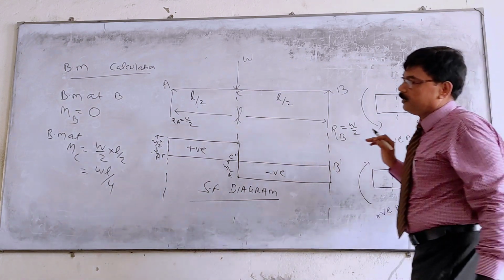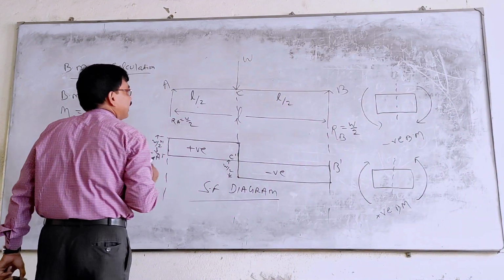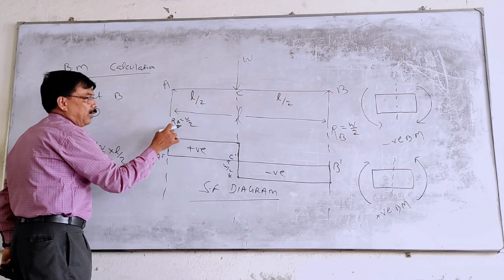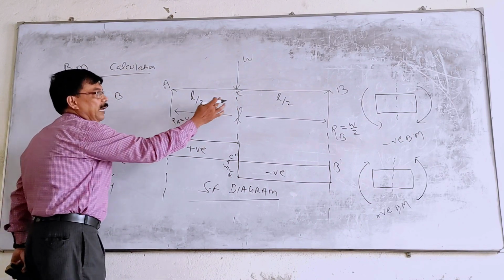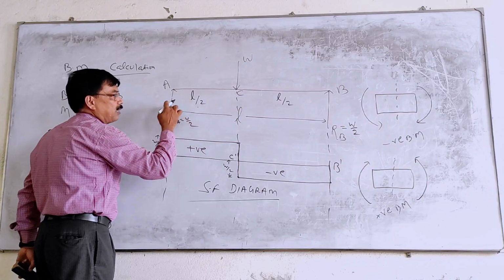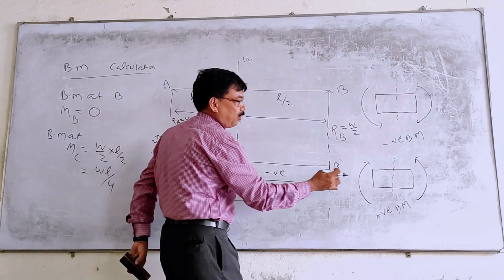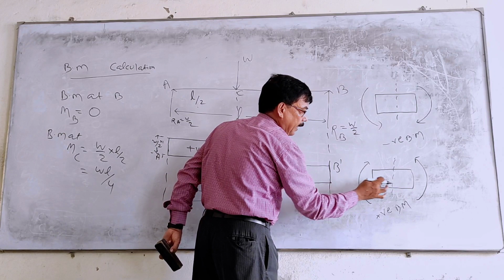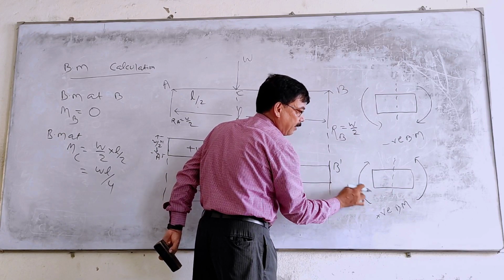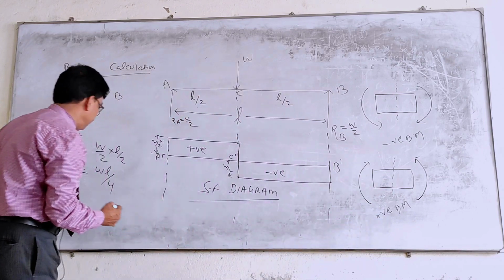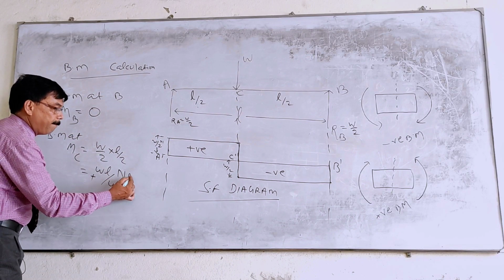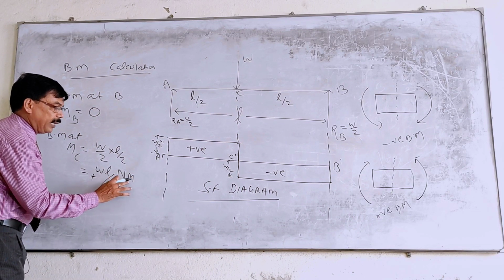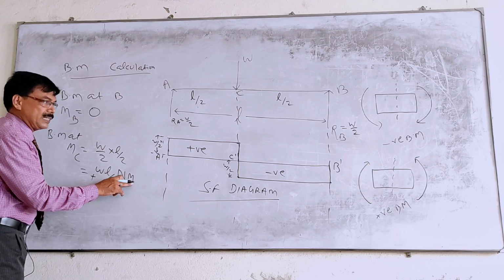So bending moment at C: W/2 action is upward. So left of the section clockwise is positive. So the value will be positive. And the unit will be Newton meter: force into distance, load into distance, load in Newton, distance in meter.